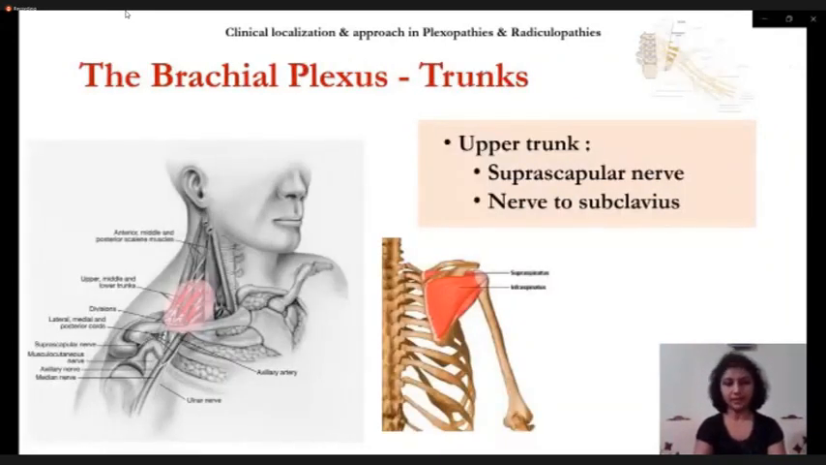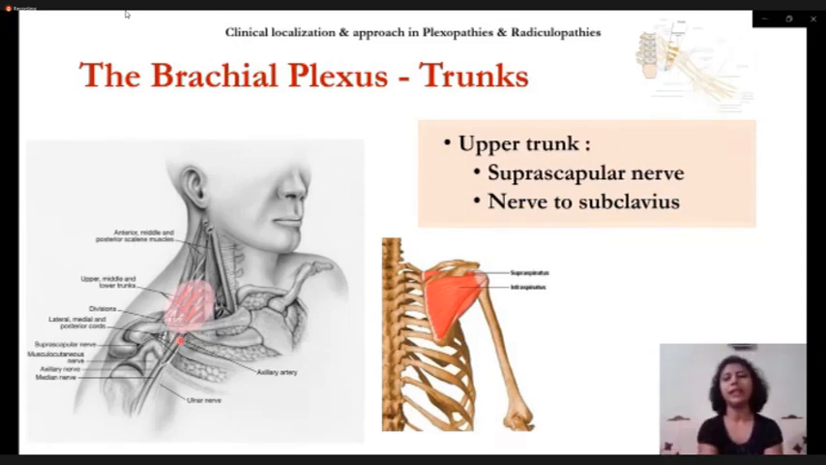The roots form the trunks. The trunks are located in the posterior cervical triangle behind the clavicle and the sternocleidomastoid. There are 3 trunks, that is the upper, middle and lower. Typically, the C5 and C6 unite to form the upper trunk. The C7 anterior ramus continues as the middle trunk, while the C8 and T1 coalesce to form the lower trunk.